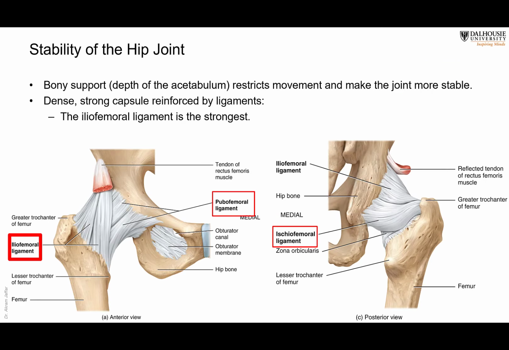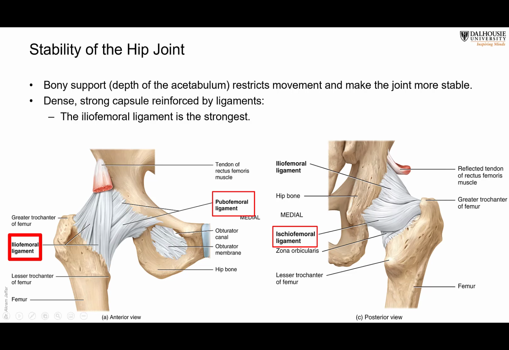Stability here, apart from the bony factor, depends on ligaments. And probably this is one of the strongest ligaments in the body. It's called the iliofemoral ligament, between the ilium, part of the hip bone, and the femur. In fact, the hip bone, which is formed of 3 bones, ilium, pubis, and ischium, is connected to the femur by ligaments from each one of them. But the strongest is the iliofemoral, yet we have the ischiofemoral and the pubofemoral ligaments.